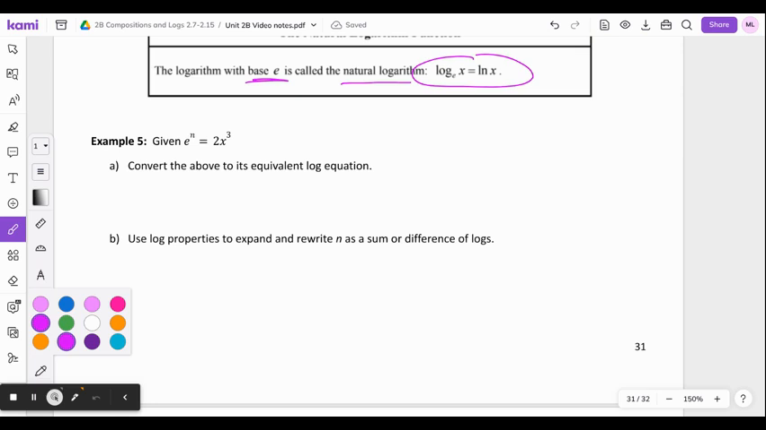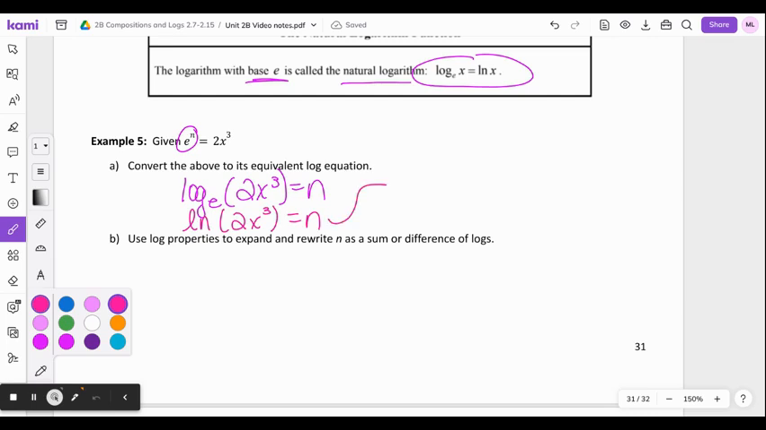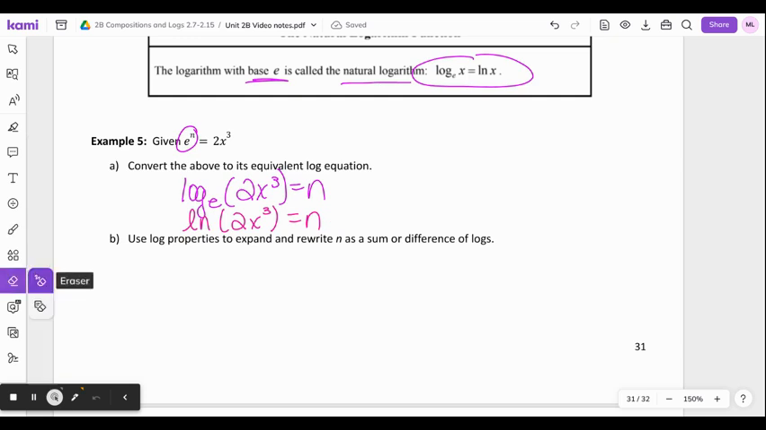All right, so if we look, we can use e as our base. It would be log base e of 2x cubed equals n, because that was the side where the exponential was all by itself. This is the same as natural log of 2x to the third equals n. So that's all we converted it.